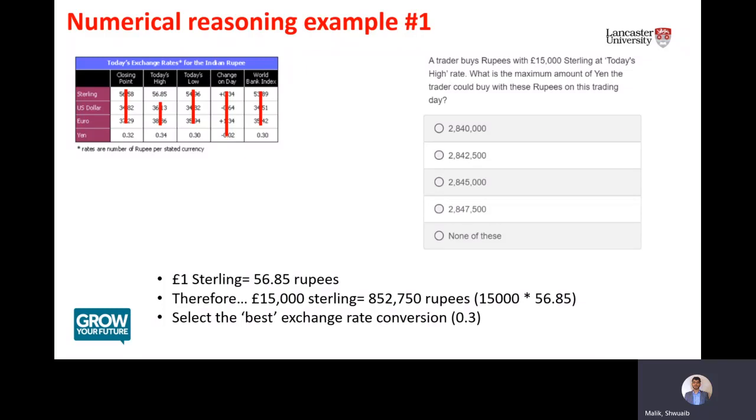So I'm going to use in this particular case today's low, which is equivalent to the World Bank Index. So to do the conversion between rupees and yen, we do 852,750 divided by 0.3, which gives us an answer of 2,842,500. So hopefully that question made sense. Go over it again, rewind the webinar if you need to go through that again.